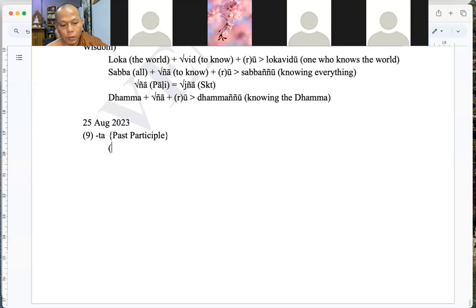So two ways. One is from the root. To the root, you know, that suffix is added at that time. Maybe consonants, or consonant assimilation, you know, takes place.